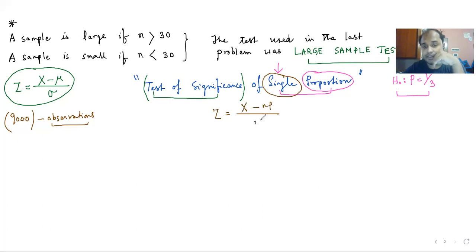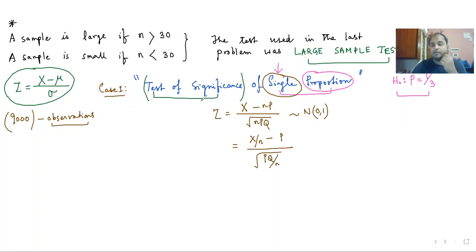Always remember this quantity, and this particular formula, according to its shape, it follows normal distribution with mean 0 and variance 1. Or you can use this formula also. So this is the first formula of hypothesis testing that we'll be using for this type of large sample test. Okay, this is the first formula, and this is case number 1. Remember this always.